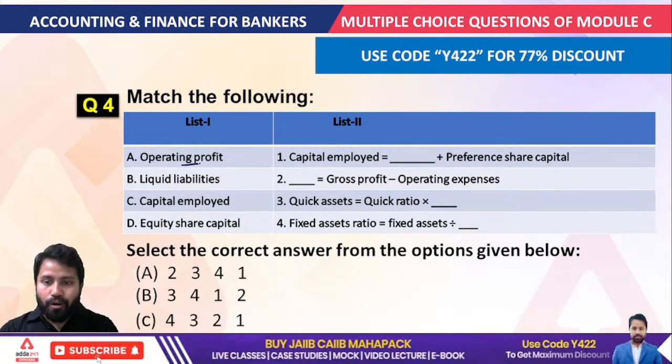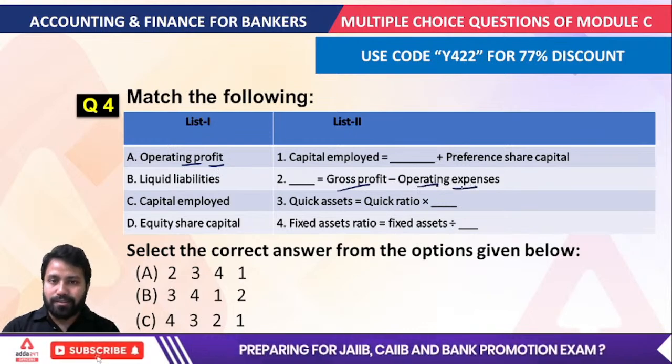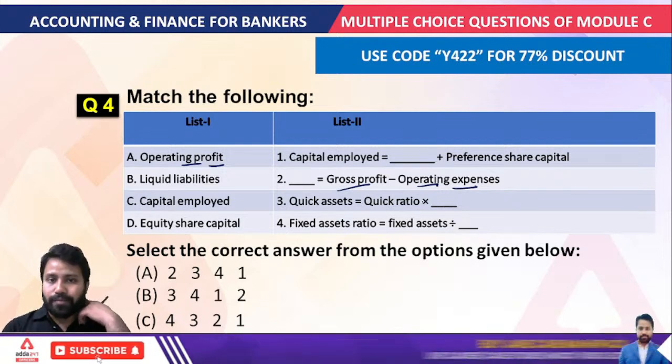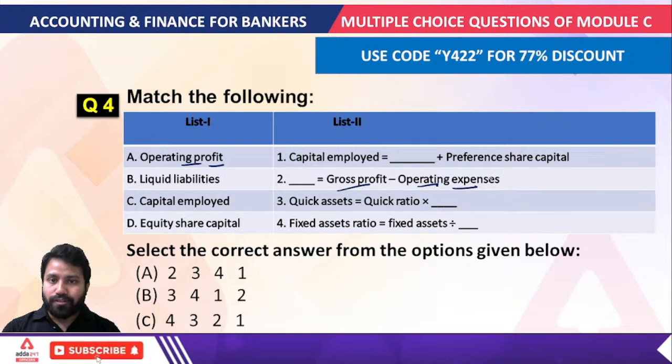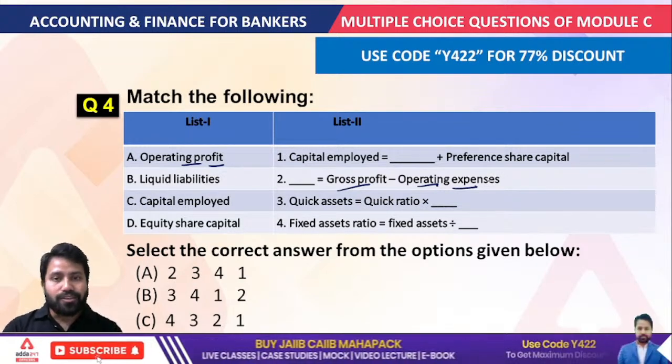Whenever we talk about operating profit, always understand that operating profit is your gross profit minus operating expenses. The expenses that are required for the day to day activities of the business are known as operating expenses. Whatever expenses are necessary for running the operations of the business are known as operating expenses.